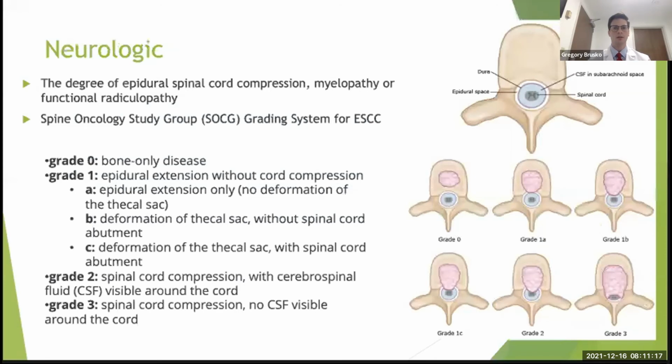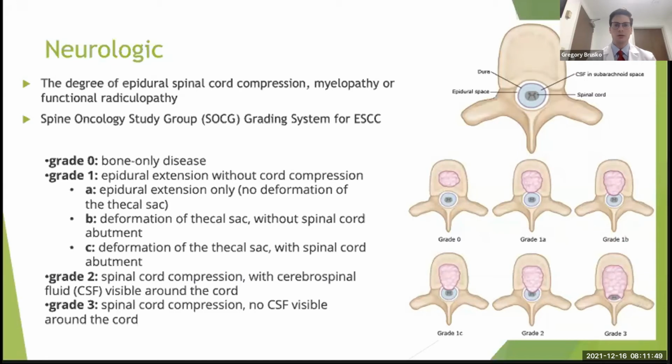The first criterion is neurologic. So this consists of the degree of epidural spinal cord compression, myelopathy, and/or functional radiculopathy that a patient may present with. And the spinal oncology group developed this grading system seen here on the right for epidural spinal cord compression. Grades 0 and 1, including A, B, and C, are lower grades and tend to be, in the absence of any mechanical instability, considered for radiation as the initial treatment.